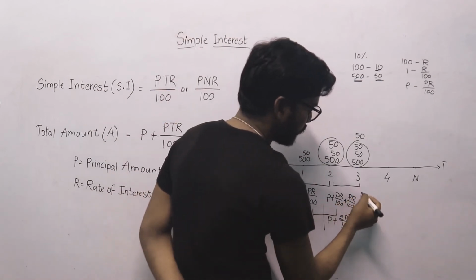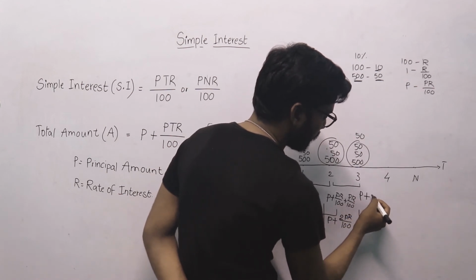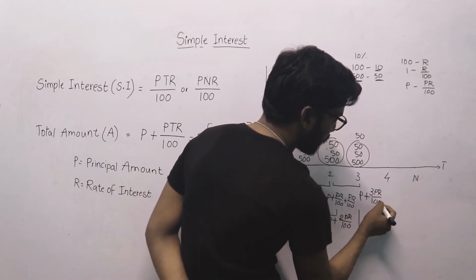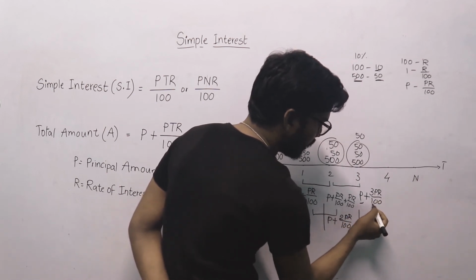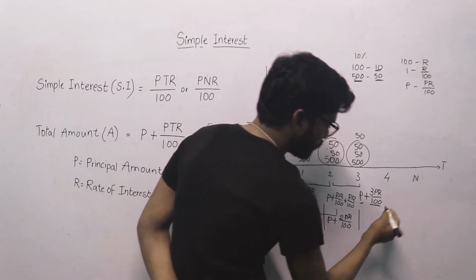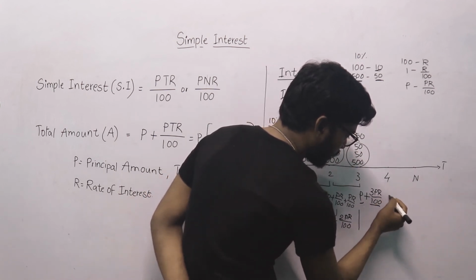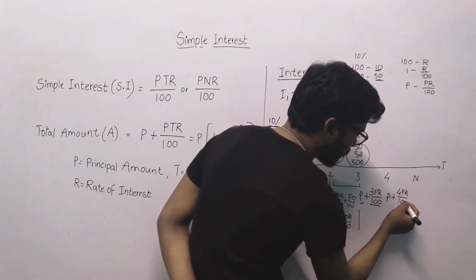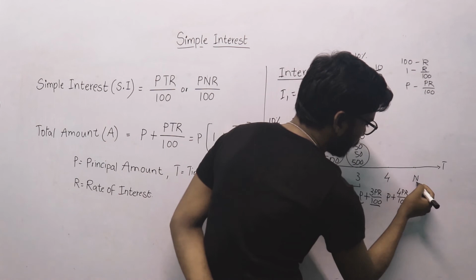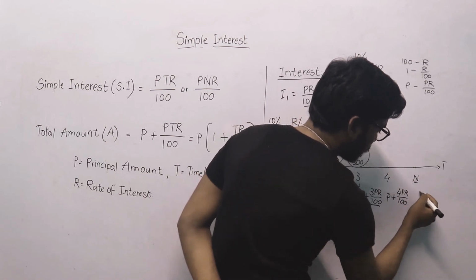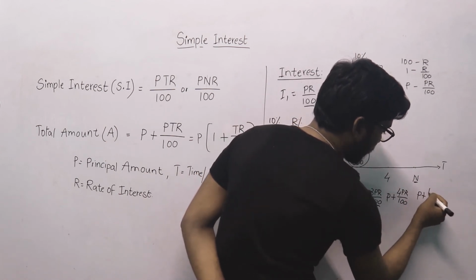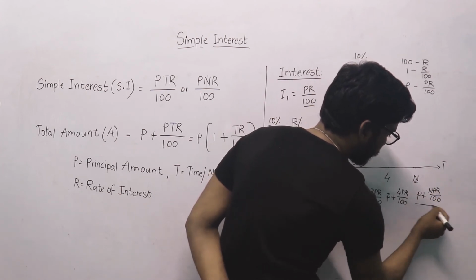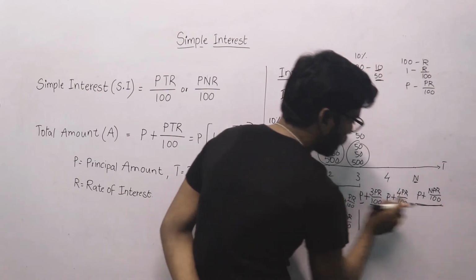Likewise, it continues. If you pay at the end of the third year, this would be P plus 3PR by 100. This is the principal amount which you have to pay, and this is the interest. If I pay at the end of the fourth year, that would be P plus 4PR by 100. And if I pay at the end of the nth year, that would be P plus nPR by 100. This is the generalized formula.